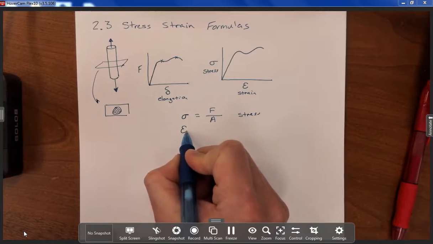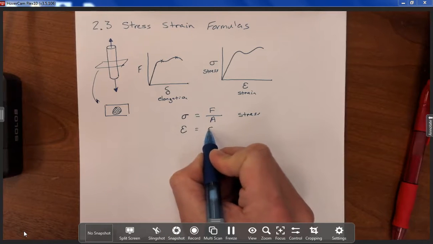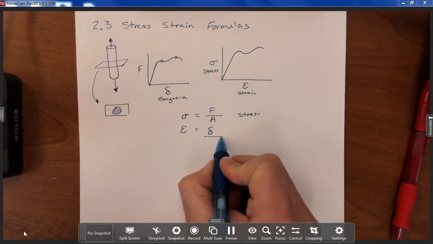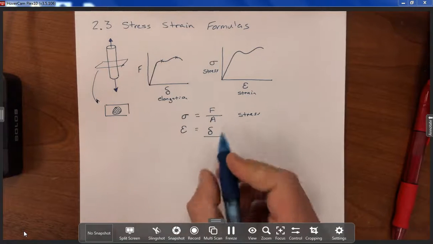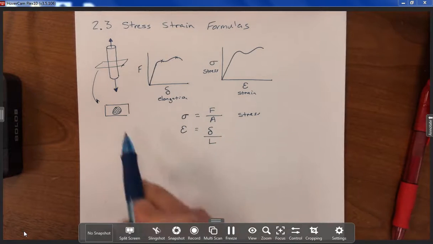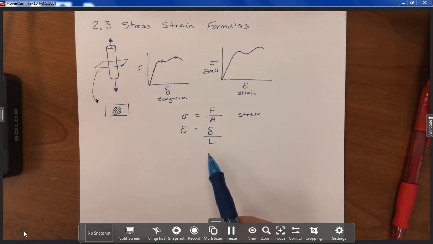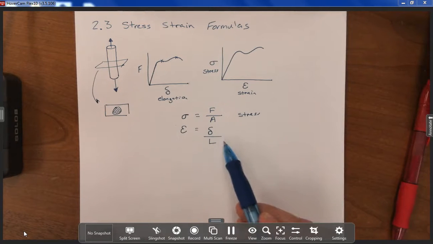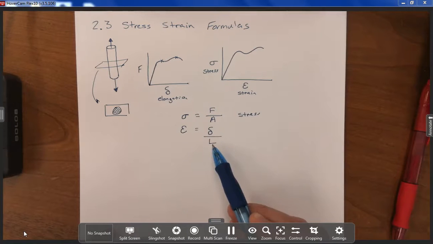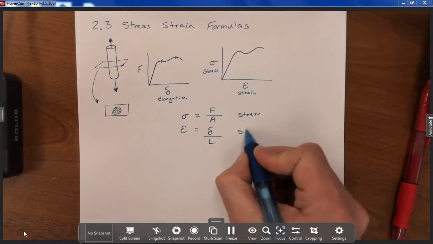Strain is the amount of elongation we got divided by the length of our sample piece. So this is elongation divided by the original length, and that's strain.